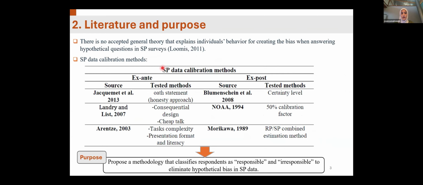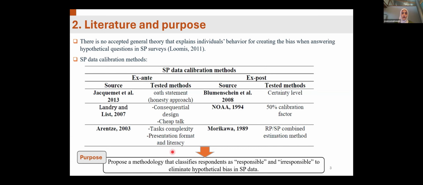Some of those calibration methods could be ex ante, before distributing the survey itself. And some calibration methods could be done after distributing the survey, before starting the data analysis. But again, there is no concrete methodology to eliminate those types of biases.